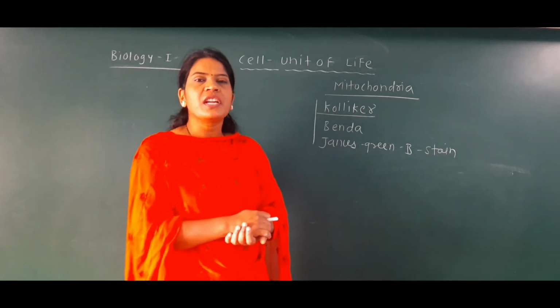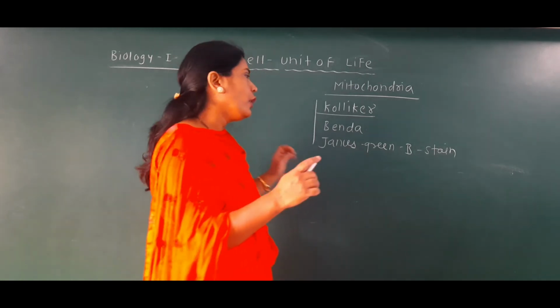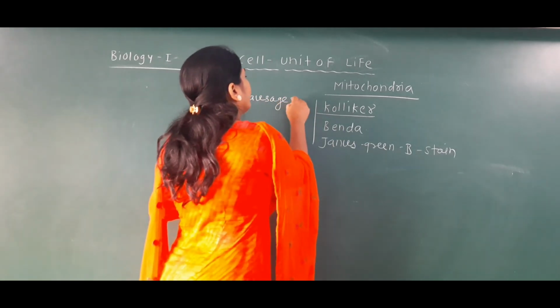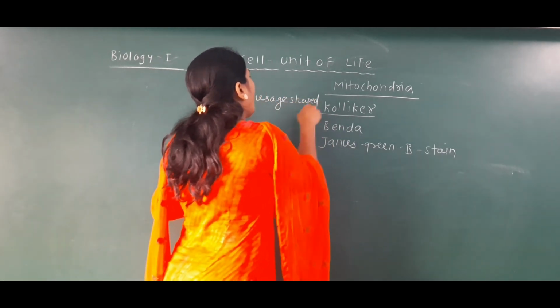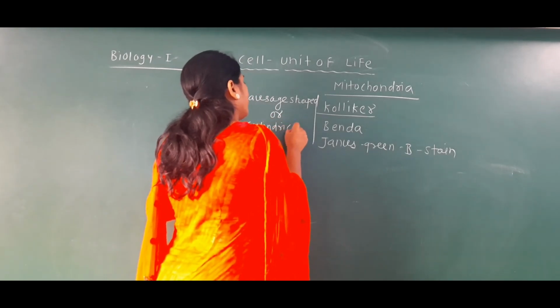Okay, generally if we see this mitochondria, then it may be found in the saucer shape, or they are in the form of cylindrical shape.